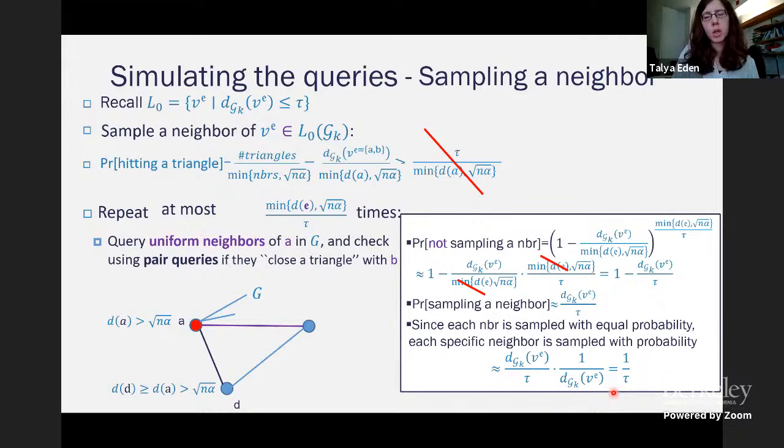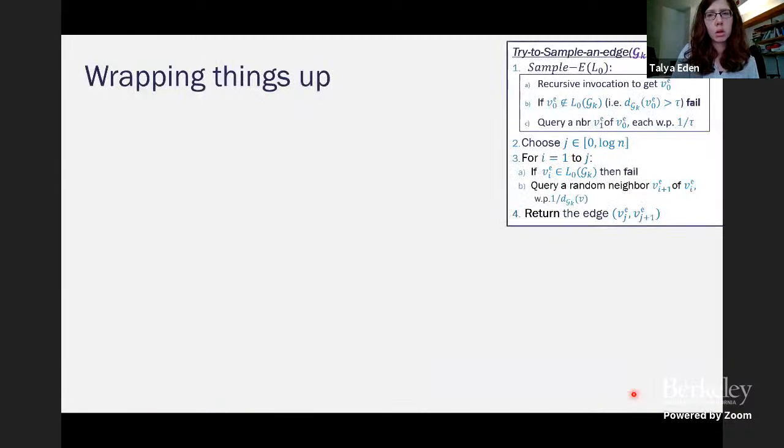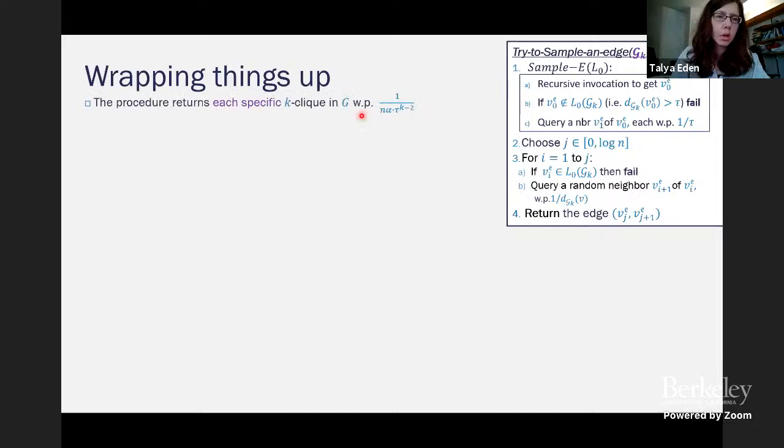Okay, so we managed to sample a neighbor, and each vertex in L0 is sampled with probability 1 over tau. Great, so we actually implemented this algorithm in G_K using simulations in G, and by the correctness of the algorithm in G on edges, we know that we return a uniformly distributed edge in G_K, which is a uniformly distributed k-clique in G. So to see what the running time is, each specific k-clique in the graph is returned with probability 1 over n alpha times tau to the k minus 2.